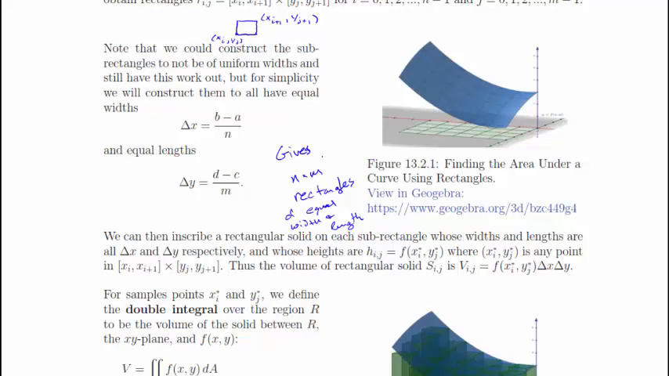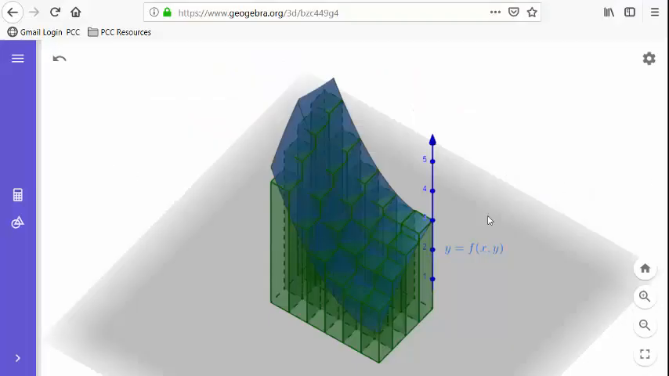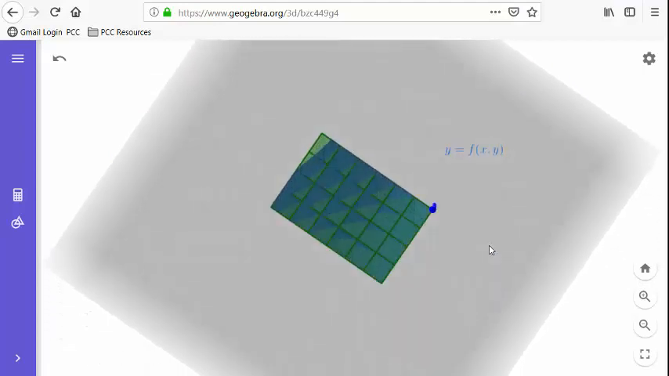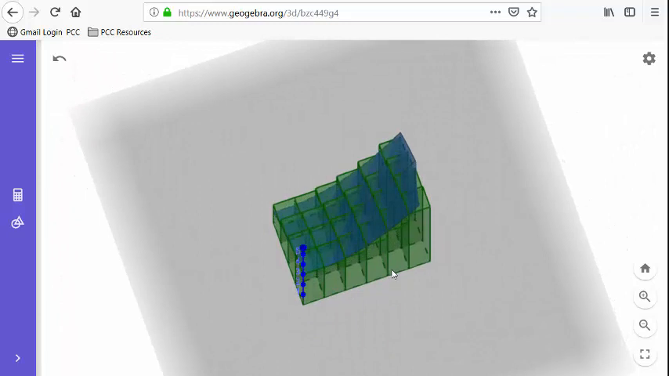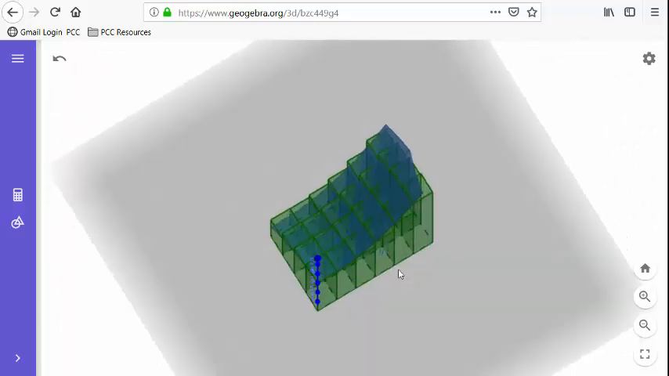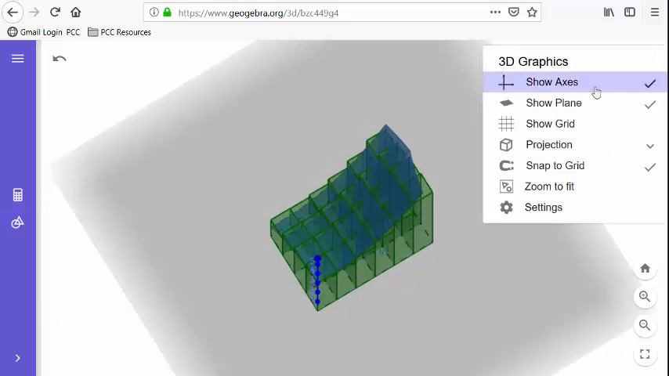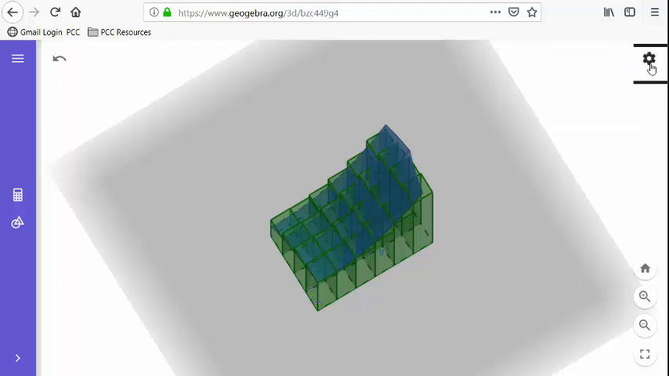So let's take a look at this graph now. Here's a nice view from the top. I'm not seeing my axes. I don't know why it's not showing the axes. It's weird when I try and do this in this small window.